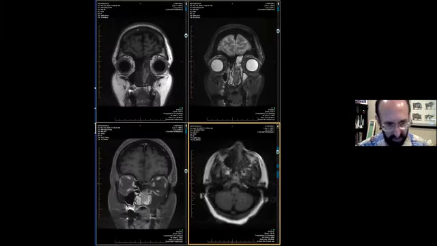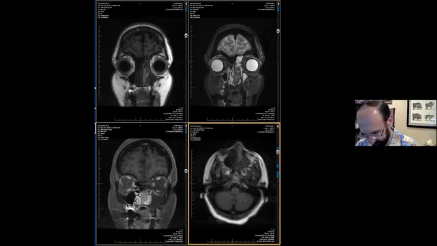So the history here is, this is a 50-year-old woman who had allergies and sinus congestion that was longstanding. She started to develop some bleeding from the left nostril, and she complains of pressure in the left nostril, but not pain. She's been having headaches.